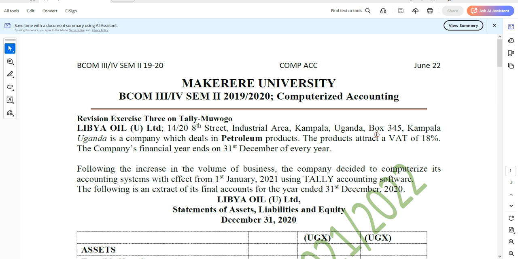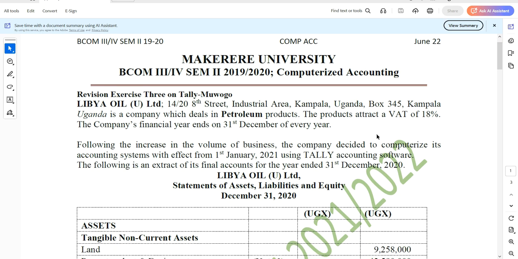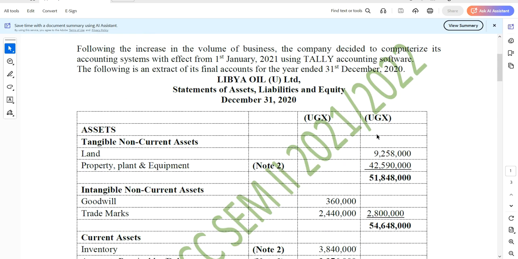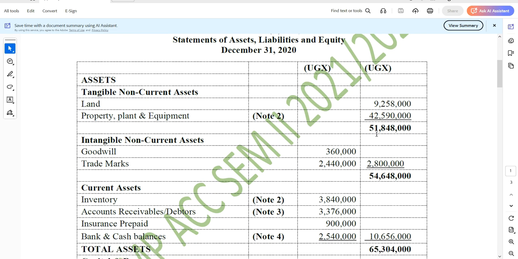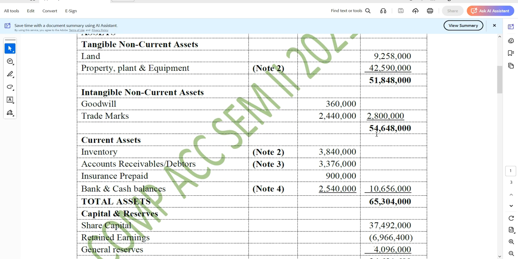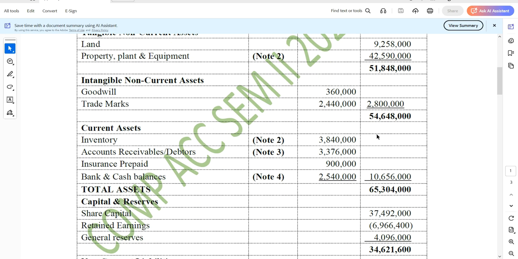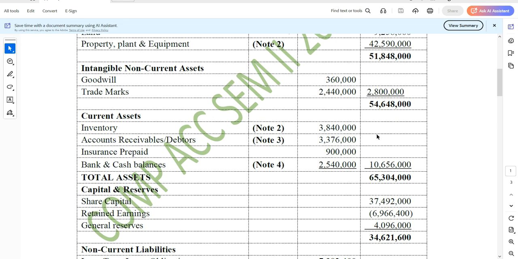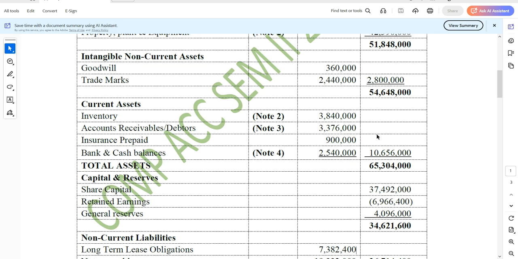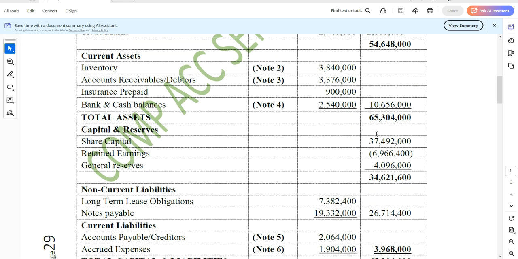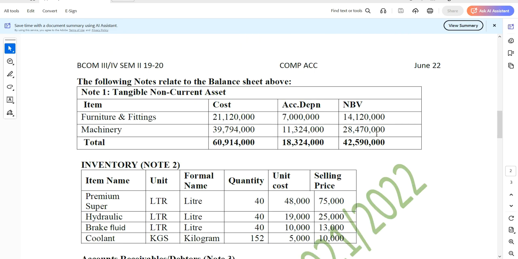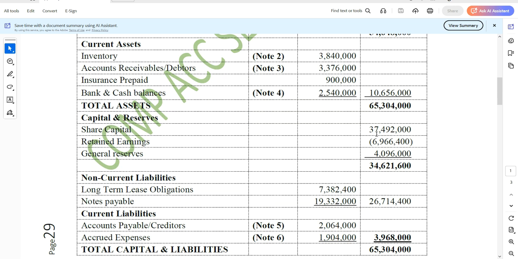We are starting with a balance sheet in hand, meaning we already have our tangible non-current assets. We have the intangible assets. We have inventory. We have the debtors, creditors. We have the initial cash and the bank. We have capital and reserves, non-current liabilities, and current liabilities balance.